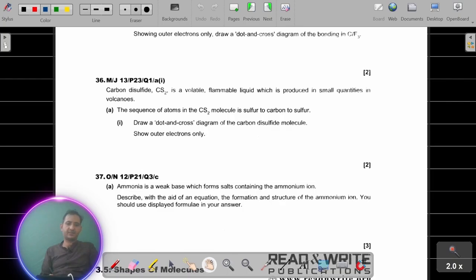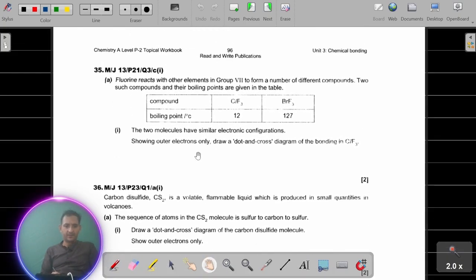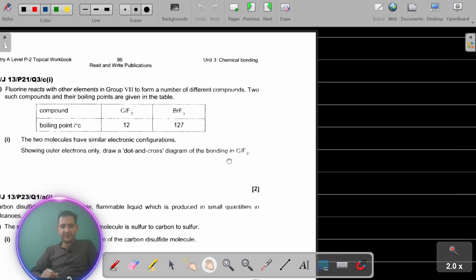Okay. Question number 36. Chlorine reacts with other group 7 elements to form a number of compounds. ClF3 has a melting point of 12, and BrF3 is 127. Two molecules of similar electronic configuration. Show outer electrons using a dot and cross diagram of bonding for ClF3.